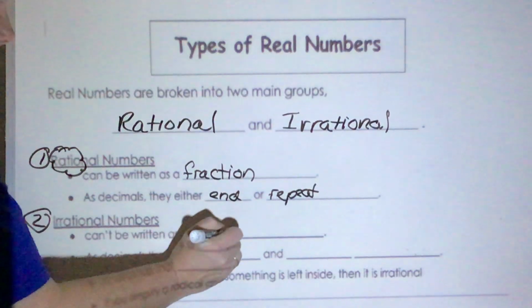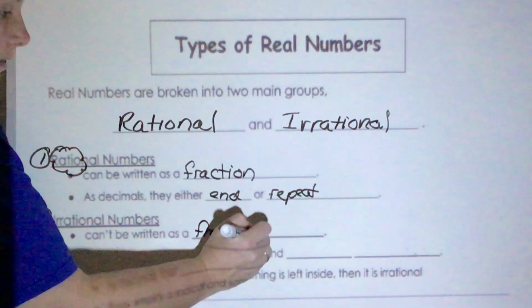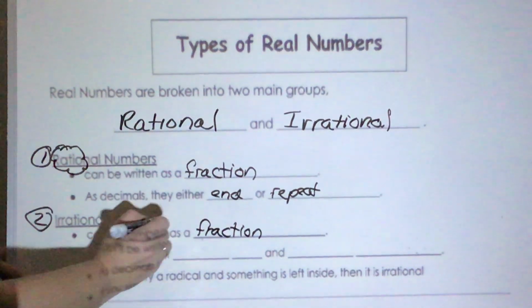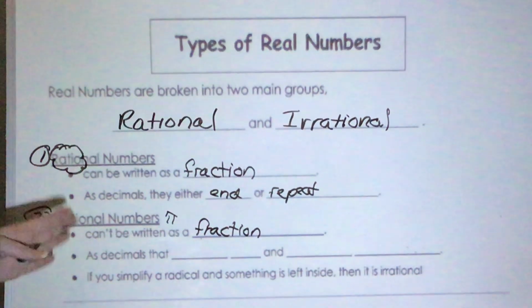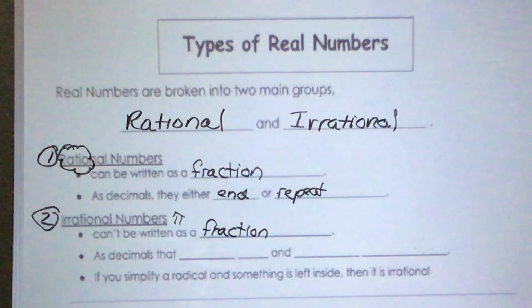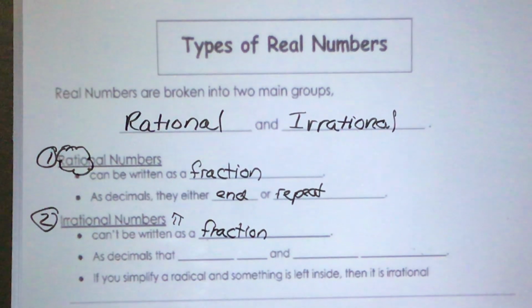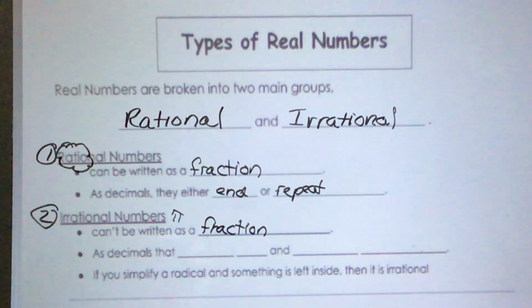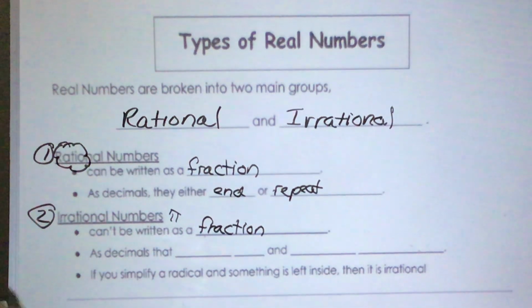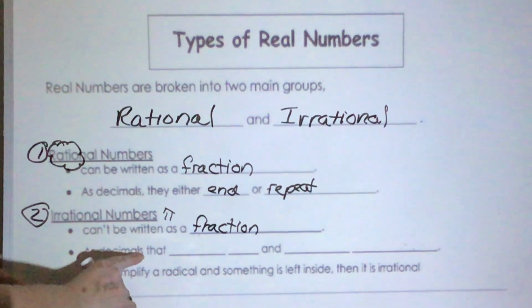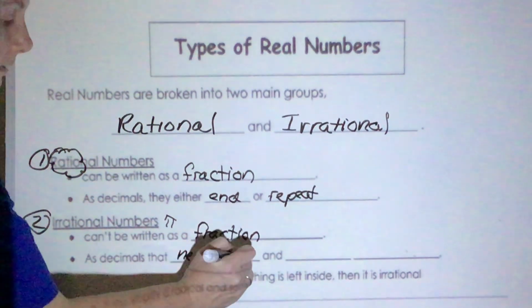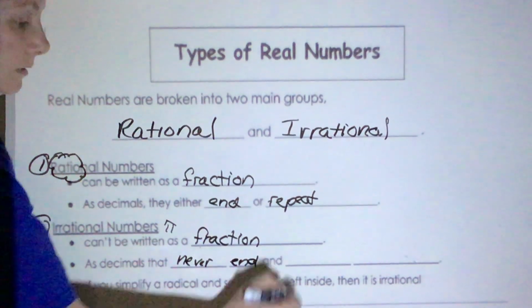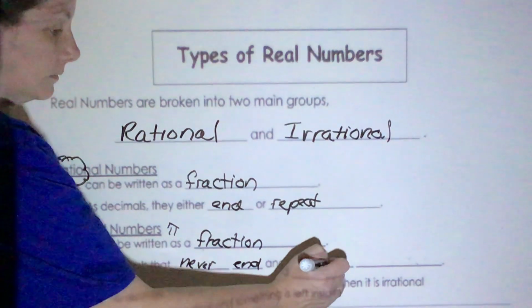The other group of numbers, the irrational numbers, are numbers that you can't write as a fraction. There's no fraction that represents them. The most common irrational number that you're used to seeing is pi. There isn't a fraction that represents pi. There's one that's close to it, but there's not one that is exactly pi, because pi is a decimal that goes on forever and never repeats. So as a decimal, they never end and they never repeat.